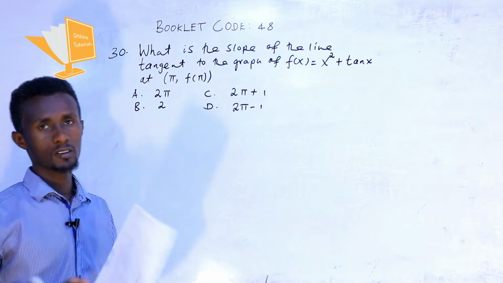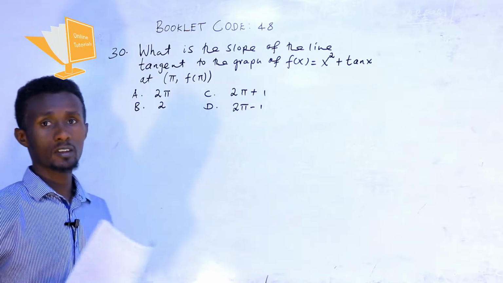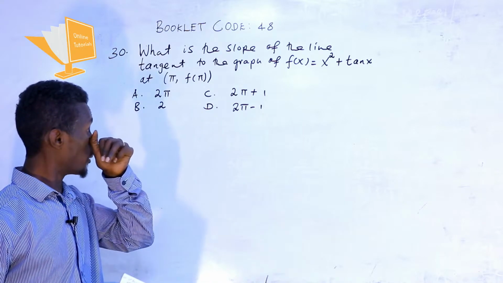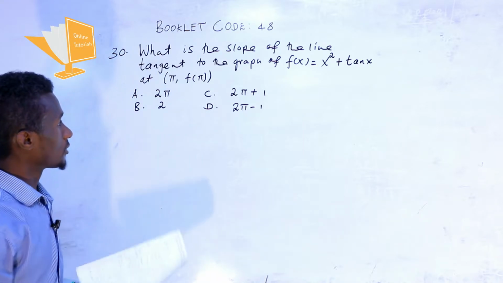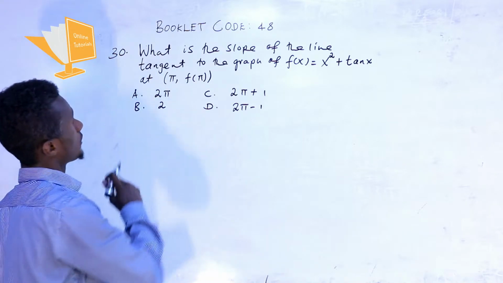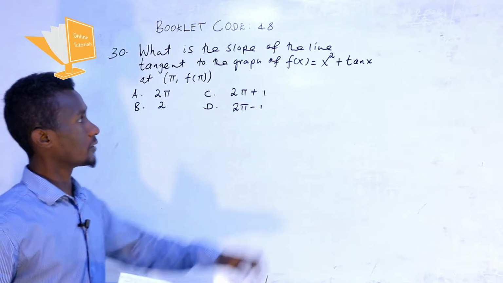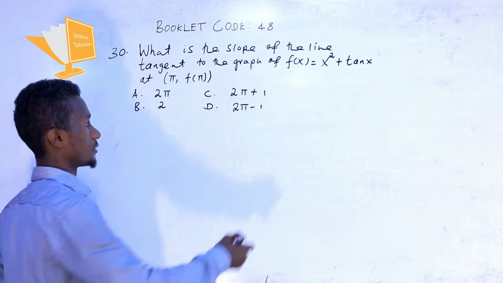Question 30 focuses on the derivative of a function. In other words, we need to find the slope of a function. The derivative means finding the slope. So what is the slope of a line which is tangent to the graph of the function f of x?